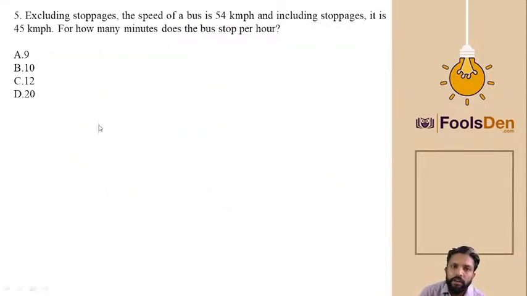Coming to the next question. Excluding the stoppage, the speed of the bus is 54 kilometers per hour. Without any stoppage, in 1 hour, or I can say that the bus has traveled 54 kilometers in 60 minutes. That is without a stop. Now with a stoppage, the same train travels 45 kilometers. So this is given in the question.